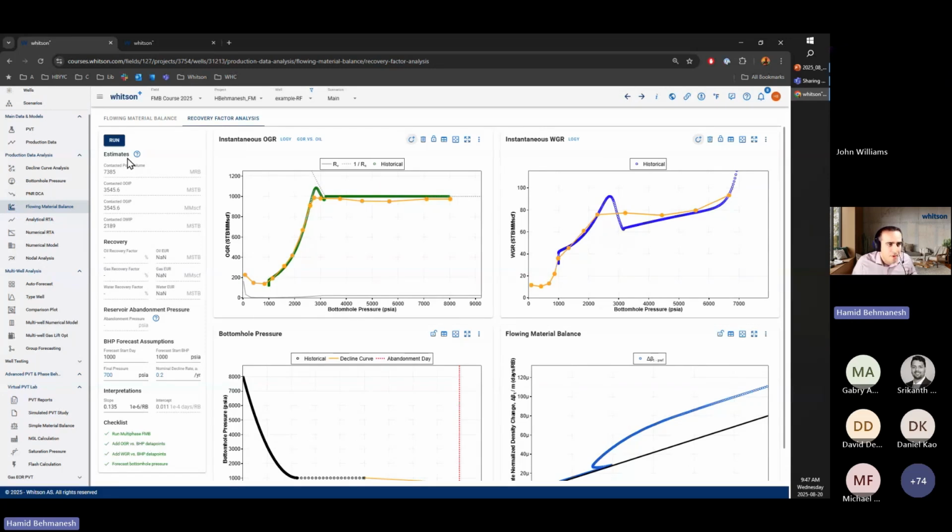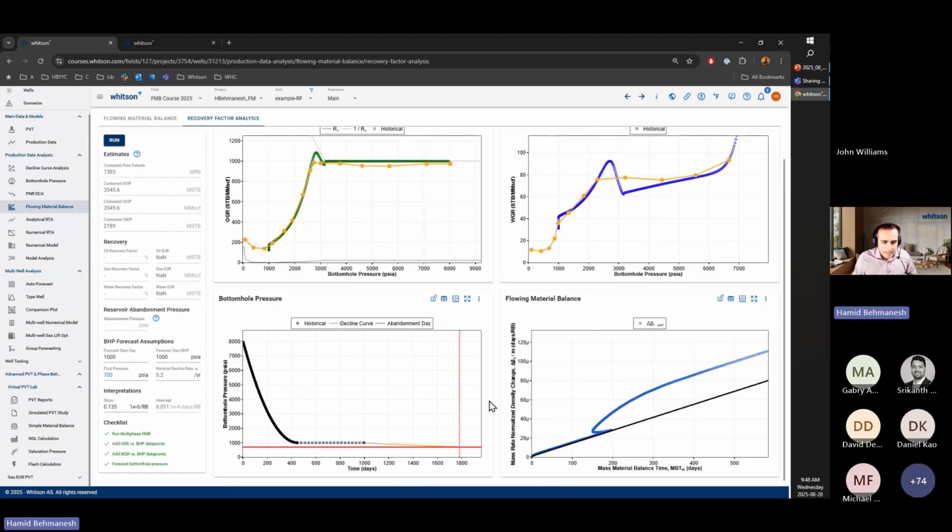Now I'm ready to go and run my model. But before that, I'm going to make you familiar with different parts of this. This is the estimate from fluid material balance. These are the exact numbers that we got from the analysis in the previous section, the fluid material balance section. There's a recovery section, which I'm going to go ahead and calculate. There's the reservoir abandonment pressure, which I should provide some information on. And here is the information on the abandonment pressure, right?